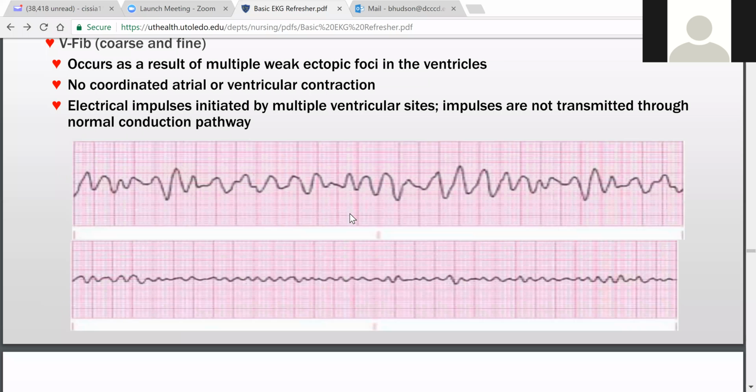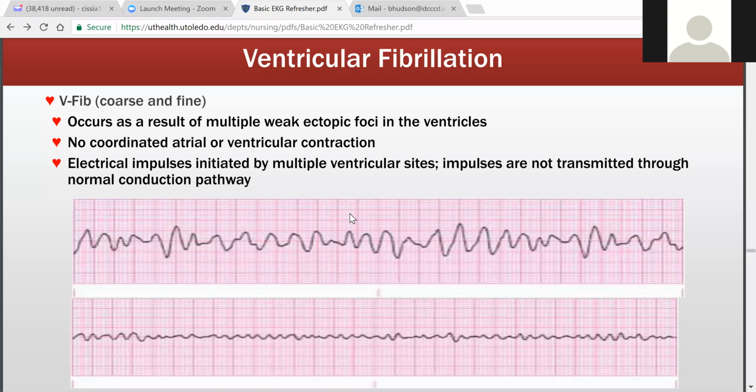All right, here's ventricular fibrillation. Now, does this look like it's regular? No. So the ventricular tachycardia, it's always going to be regular. When you see this, that's irregular. What's down below is what they call fine VFib, fine ventricular fibrillation. What's up at the top is coarse ventricular fibrillation.